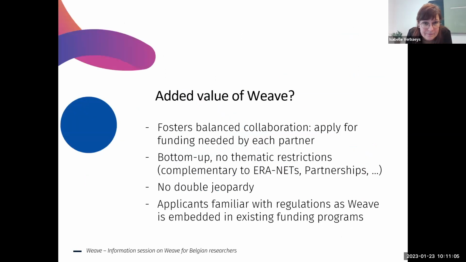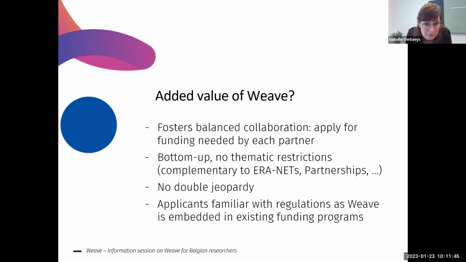Next slide. What is, of course, the added value of WEAVE for you, for the research communities? Well, it fosters a balanced collaboration because you can now apply for the funding needed by each partner included. This is different than, for example, the principle of money follows collaboration that we handle also at FWO, in which 10% of the funding can go abroad within the regular project scheme. But here it's more than 10%. You can just apply for the funding that is really needed by each partner.